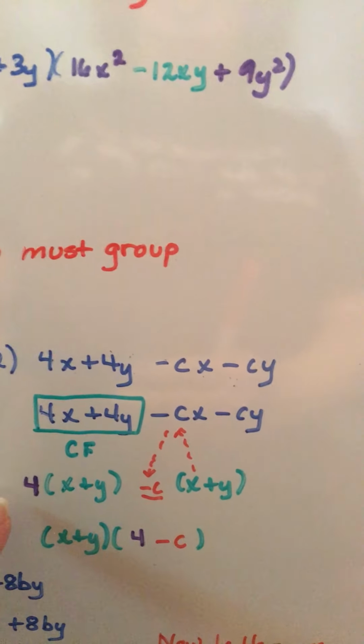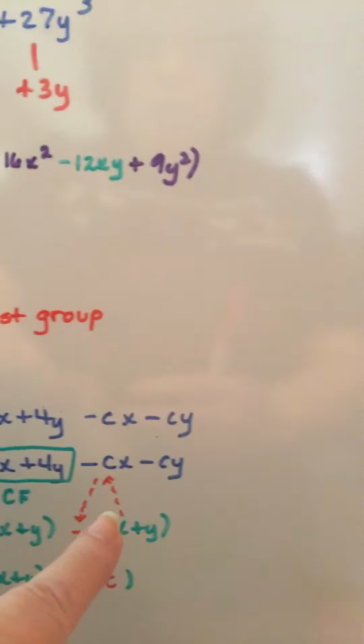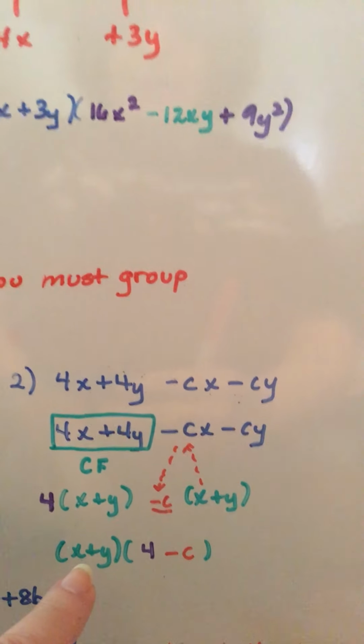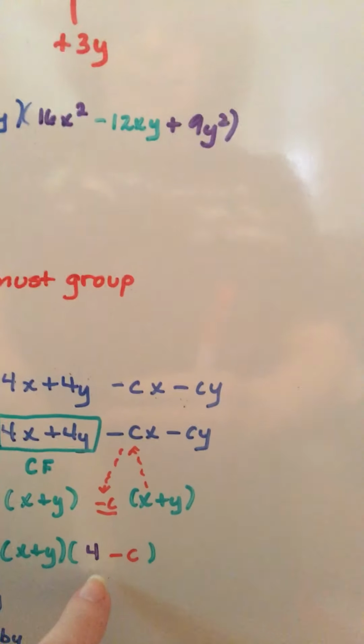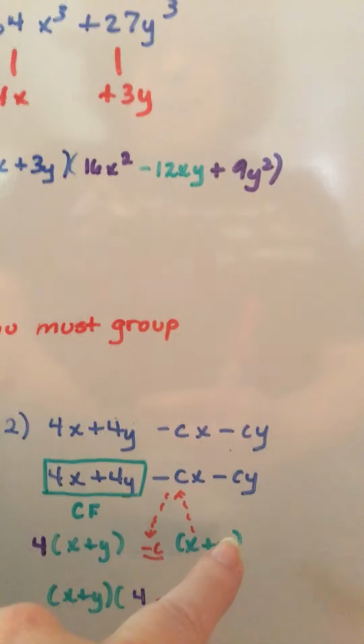Common factor, the 4 is out. What is the binomial? I write x plus y once. On the same line, twice. On the third line, thrice. And then the 4 stays coming in. X needs a negative c, 4 minus c. Notice it's just the common factor.